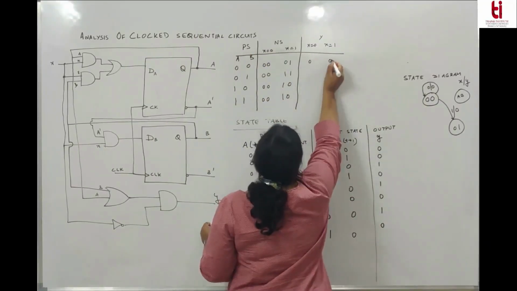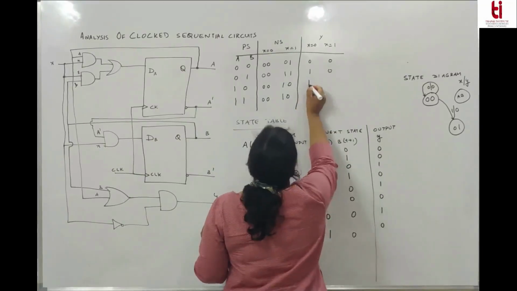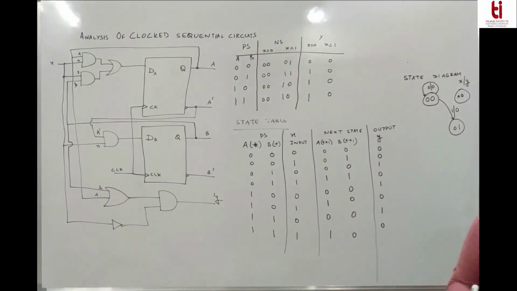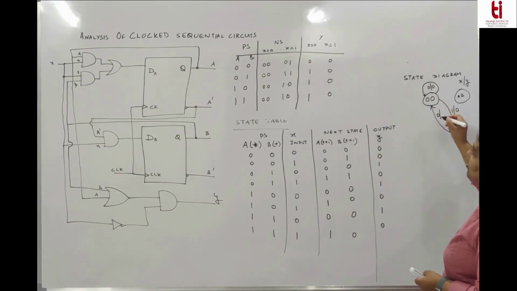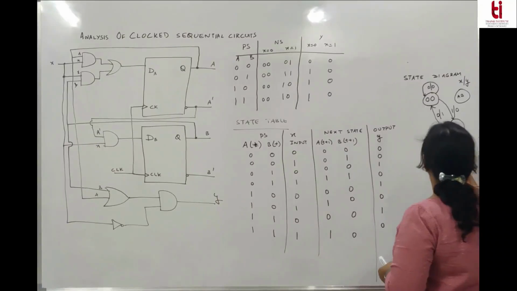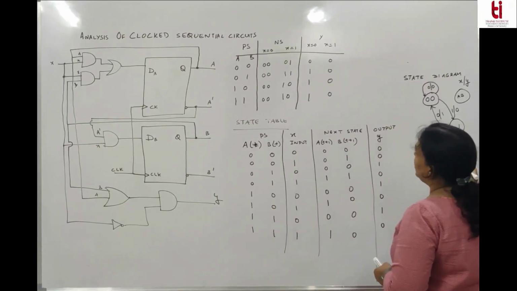0, 0, 1, 0, 1, 0, 1, 0. So this is another way of writing the state table. So it looks smaller and more appealing. So when we are in state 01, on X equal to 0, it goes to state 00, and output is 1. And for X equal to 1, it goes to state 11. For X equal to 1, output is 0.